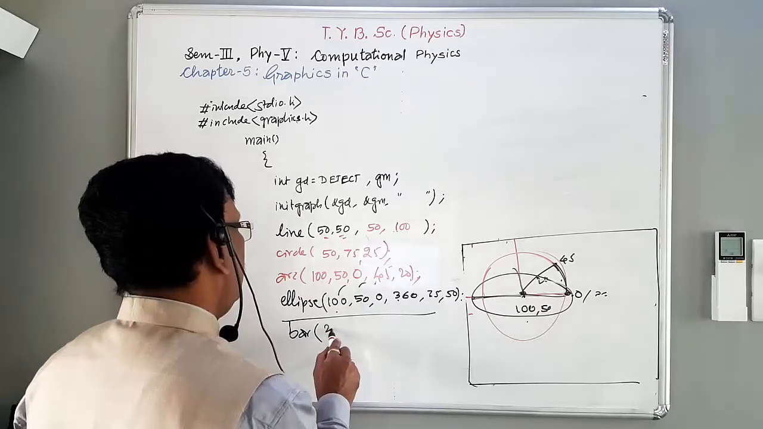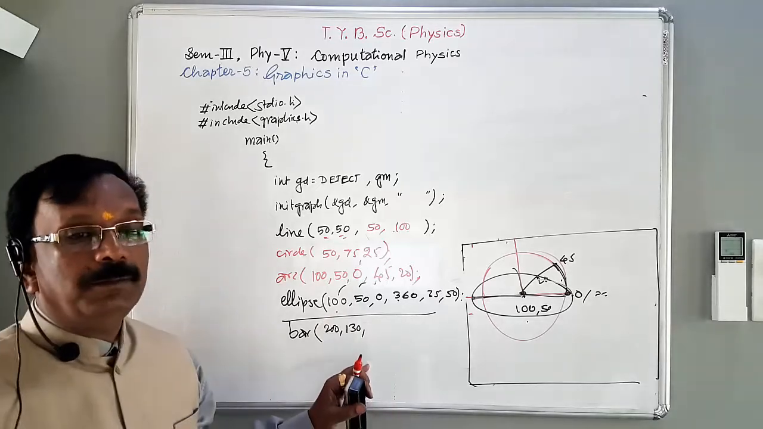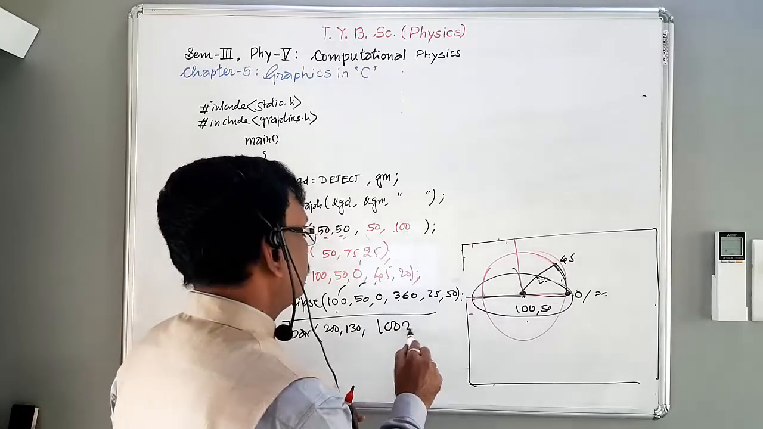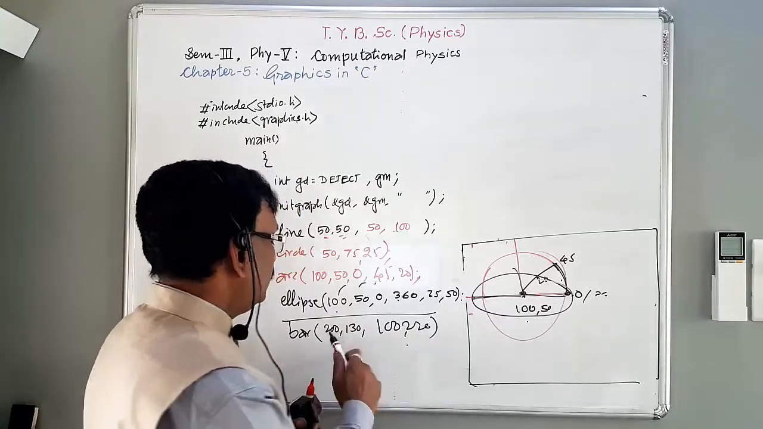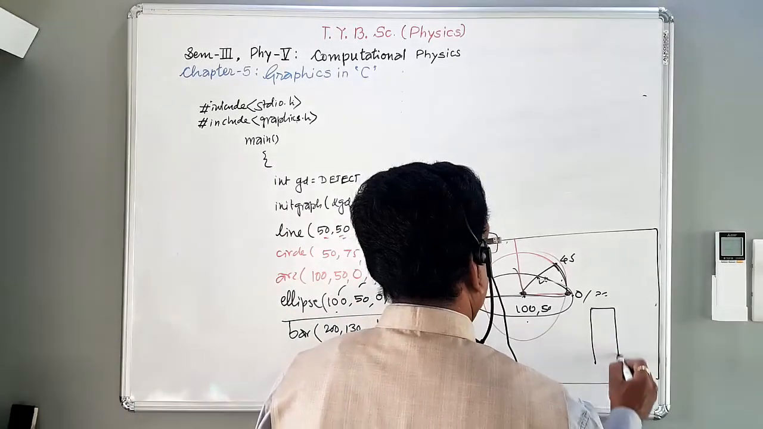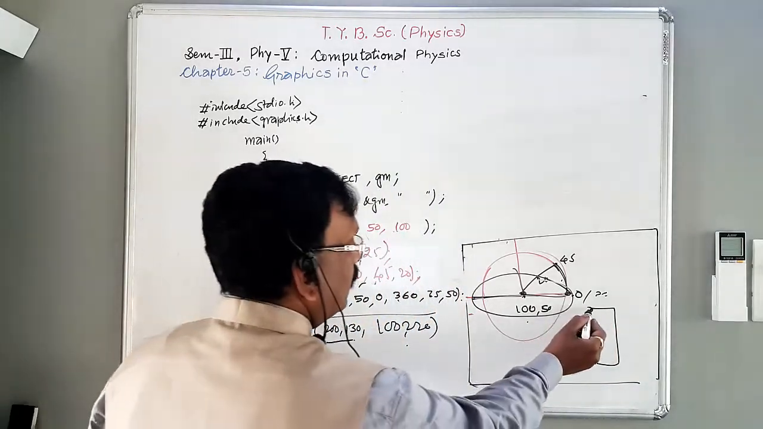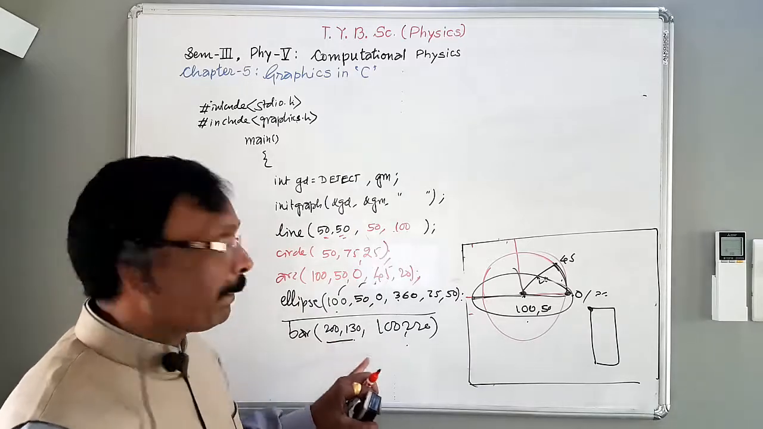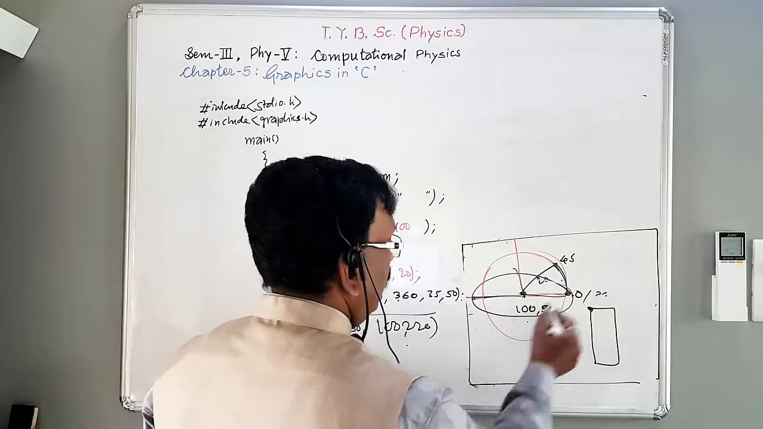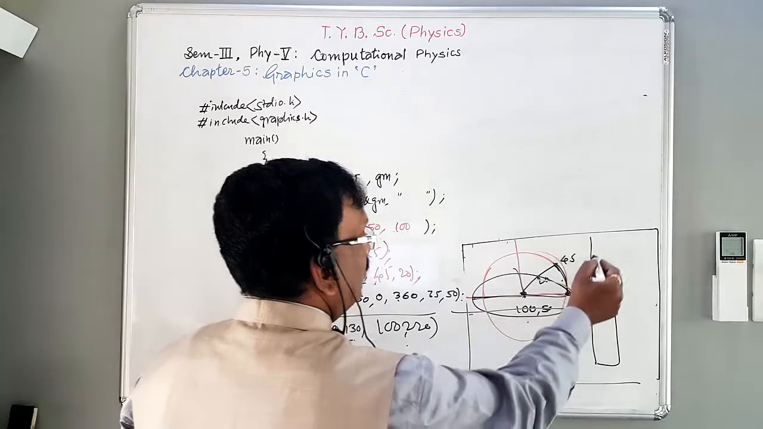Again 200, 130, next in bar 100 and last 220. When such type of command is executed, we will get the bar like this. Here 200 and 130 are the left top, that is the x coordinate and the top coordinate. 200 is the x coordinate and 130 is the top coordinate.